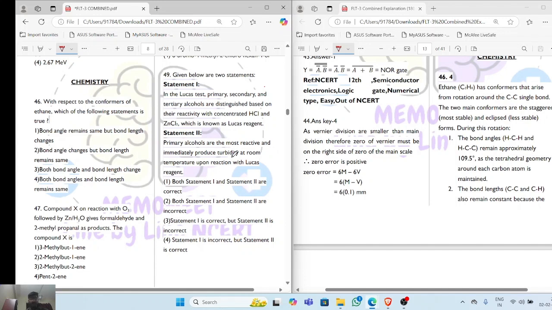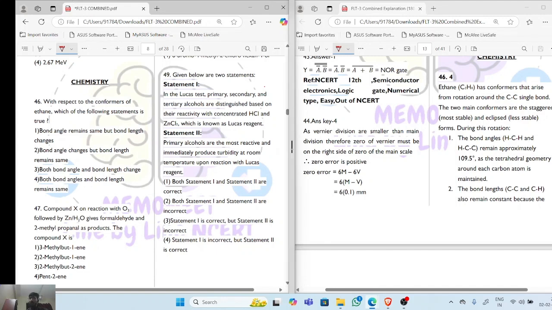Okay, so let's start. First of all, question number 56. With respect to the conformers of ethane, which of the following statements is true? Bond angle remains the same but bond length changes. Bond angle changes but bond length remains the same. Both bond angle and bond length change. Both bond angle and bond length remain the same.